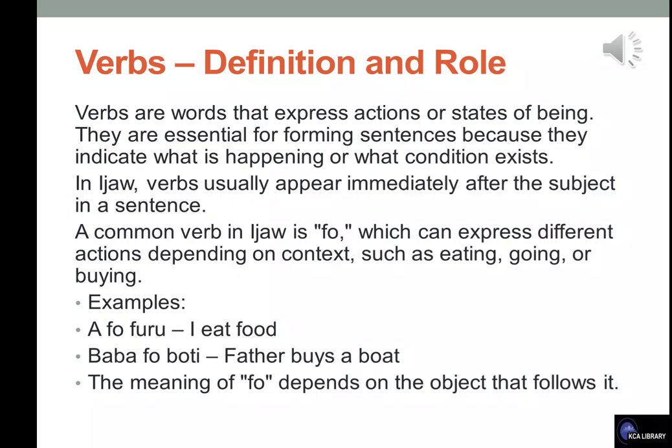Its specific meaning is determined by the object that follows it in the sentence. Examples: efo furo, I eat food. Boba efo boti, father buys a boat. These examples show that the meaning of efo is context-dependent, as it changes according to the noun or object that accompanies it.